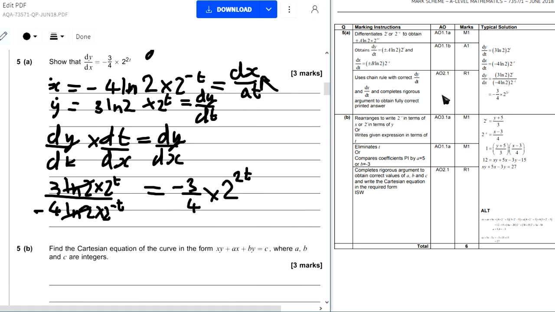Let's look at the mark scheme real quick. So you differentiate, and the hard part there would be differentiating the 2 to the minus t. If you do that, that's fine. You get the two differential equations in terms of t, you divide them, and then simplify to get the answer.